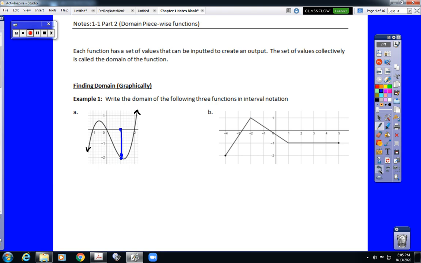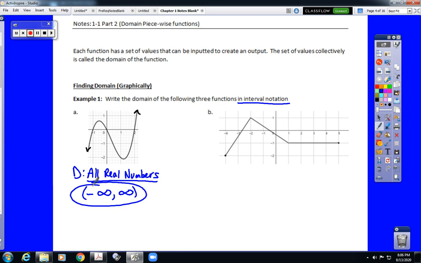So what we would say here is that the domain of this function is all real numbers. But if you notice, the directions say that we have to write that in interval notation. So the way we write all real numbers in interval notation is we say every number between negative infinity and positive infinity.